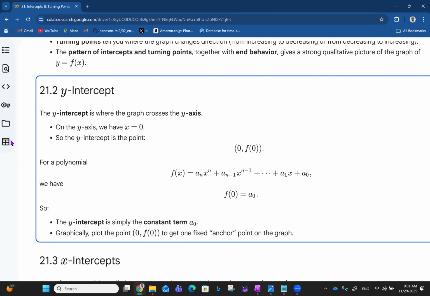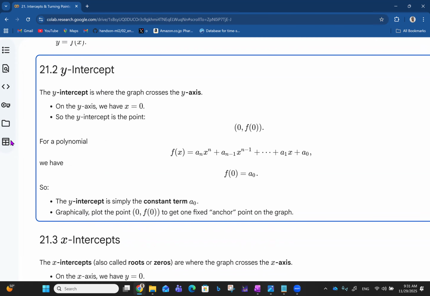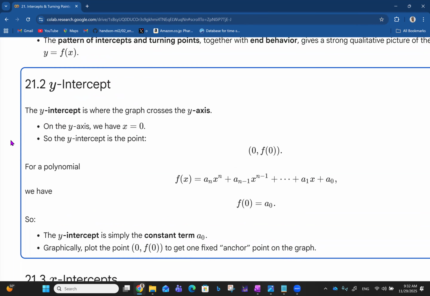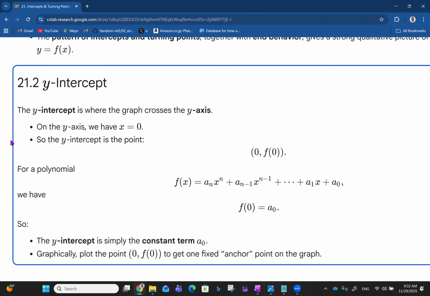So a concept we had seen previously is that of y. I mean, we've seen x-intercept a lot, but now let's look at y-intercept, which we've also been saying without actually talking about it so much. The y-intercept is where the graph crosses the y-axis. So on the y-axis we have x equals 0, and the y-intercept is the point 0, comma f of 0, right?